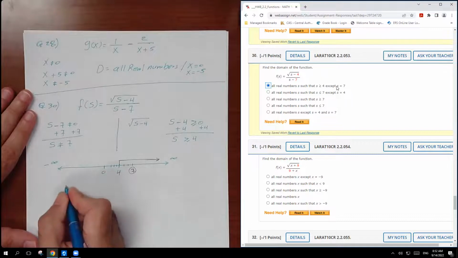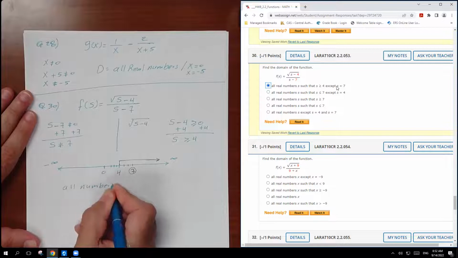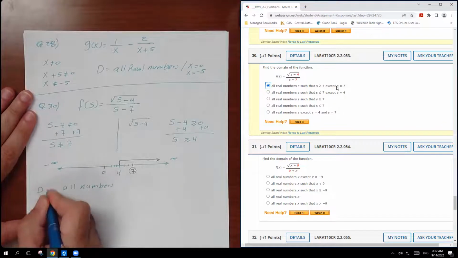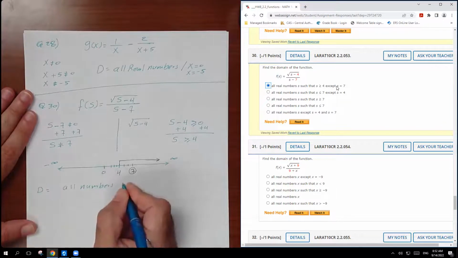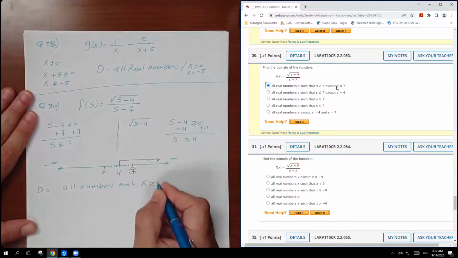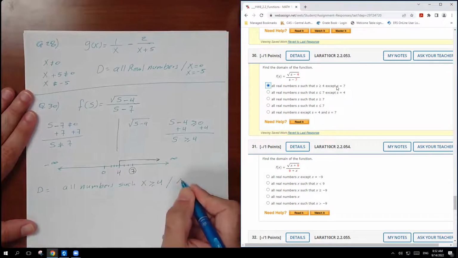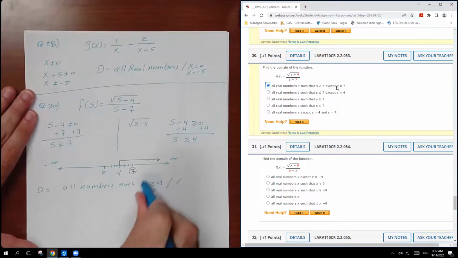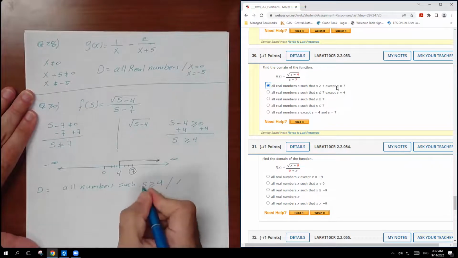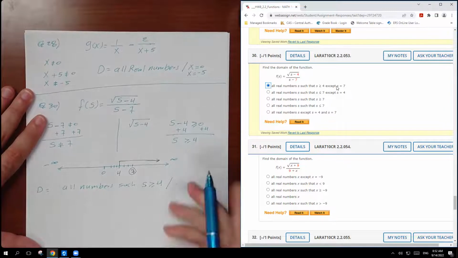That means all numbers x such that x greater than or equal 4, except this number, which is x, except x equals 7. We can't choose the 7.